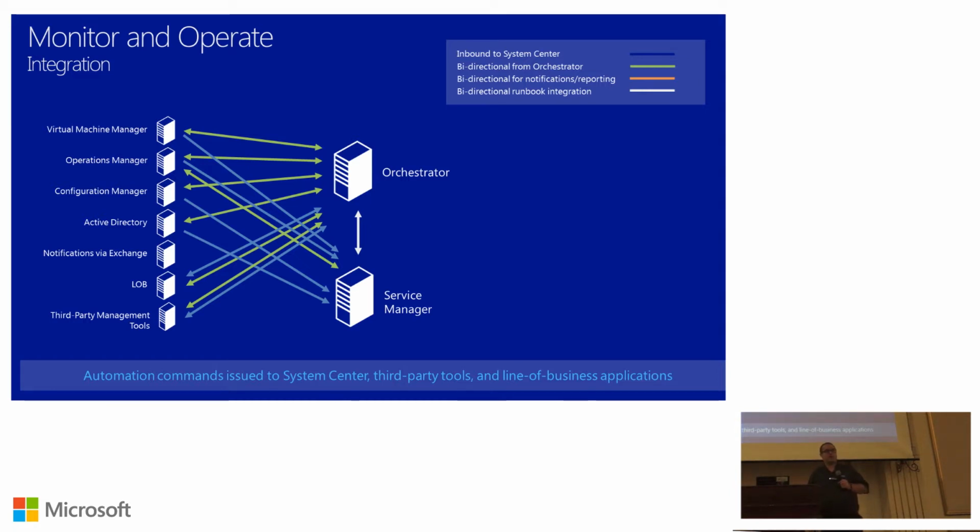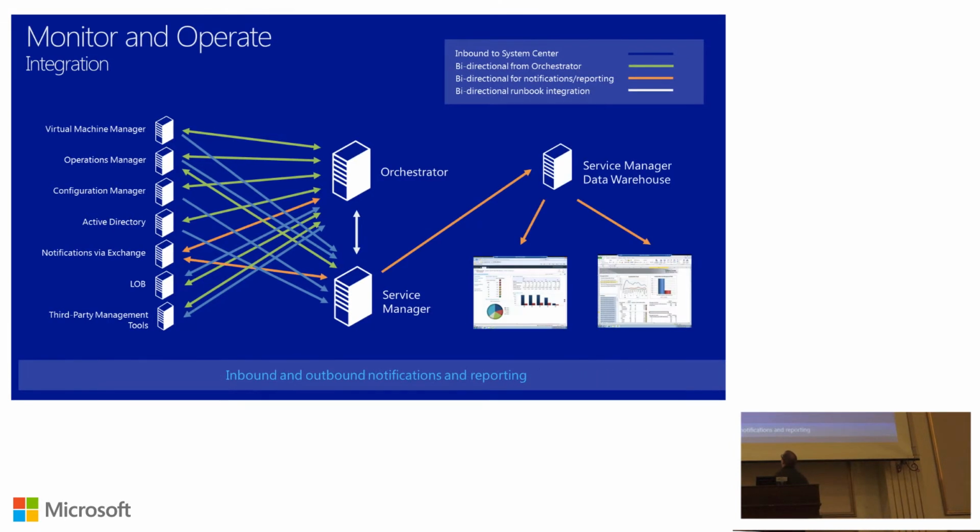So whatever tools you have, you can't connect directly to Server Manager, you would go Server Manager, Orchestrator, and then to the third-party management tool. That could be a remedy. That could be an HP Service Manager or whatever tools you have in order to automate, to manage certain things. In the background, we have on the Server Manager a full reporting, a full data warehouse to have a BI solution, what happens in my environment.